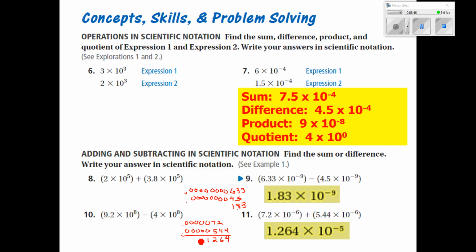Then we're going to have 1, 2, 3, 4 zeros, right? Here's the problem with that. Remember, we're to the -5 power. So to bring it back, we're going to have to go 1, 2, 3, 4, 5, and that puts a decimal here. That's why I have 1.264 times 10 to the -5 power. All right, let's move on.